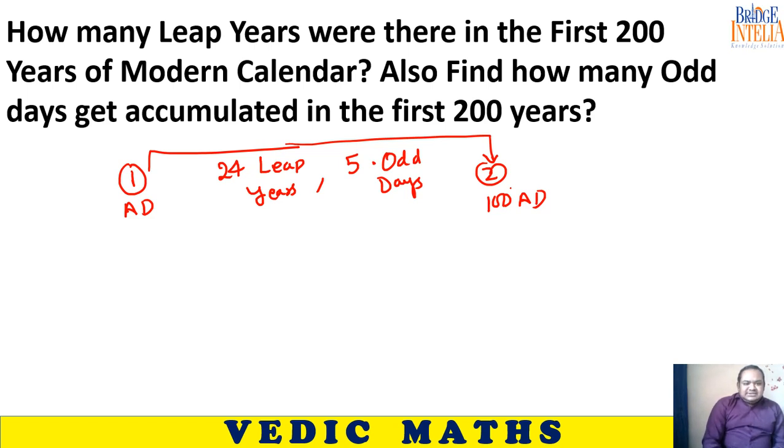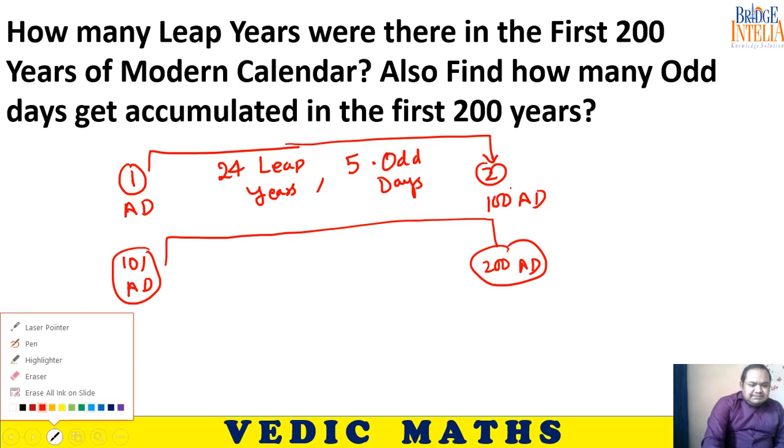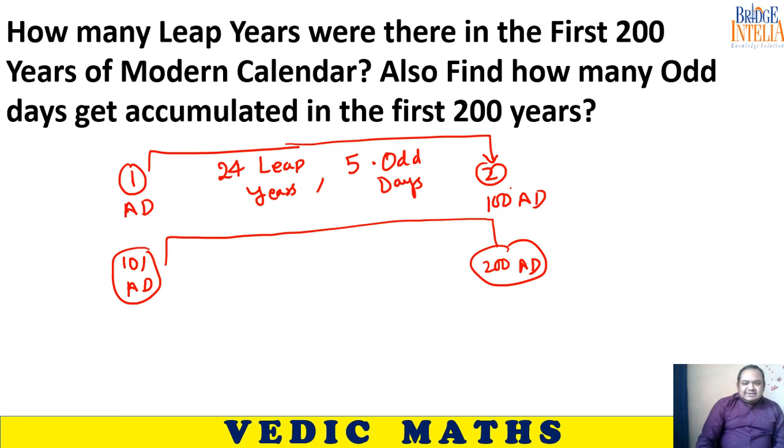So if you continue this trend, that means from 101 AD up till 200 AD. Now 200 AD cannot be considered a leap year. 200 is a multiple of 4, but same problem, you cannot pick this 00, so you will ultimately do the divisibility test on 2 and 4. So 200 AD is not a leap year.